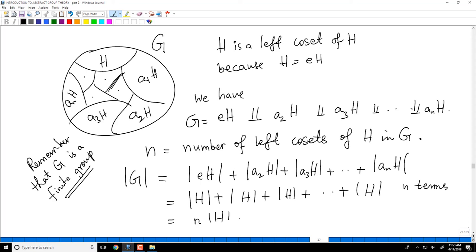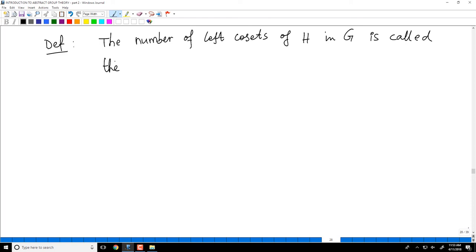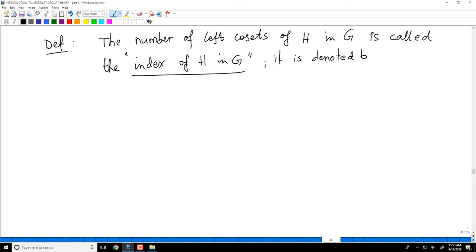And this leads us to state our first important theorem. Before that, let me define the following number. I'm going to stick to left cosets for this calculation and for this theorem, because everything that we have done is about left cosets. The number of left cosets of a group H in G is called the index of H in G. Index of H in G is the number of left cosets of H in G. It is denoted by this symbol, G colon H in square brackets.